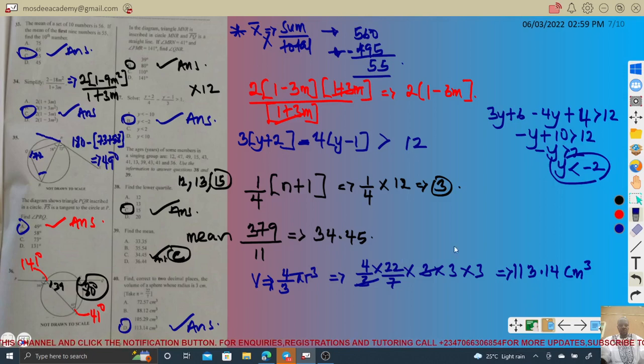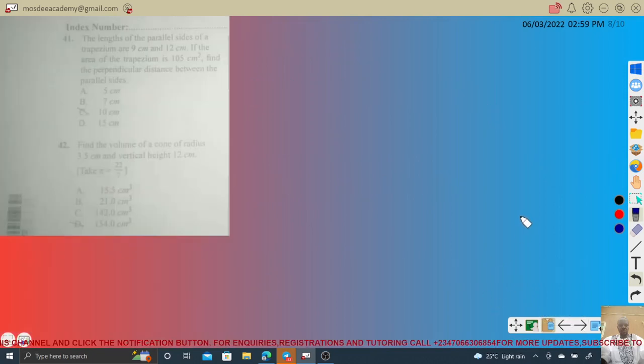So let's see the next one, questions 41 to 59. Wow, these are questions of too much flashlight. So please, I hope you guys can manage it. Let's solve together. This is 41, my dear students. The length of the parallel sides of a trapezium is 9 and 12. If the area of the trapezium is 105, find the perpendicular distance between them. So that means you are looking for the height of the trapezium.